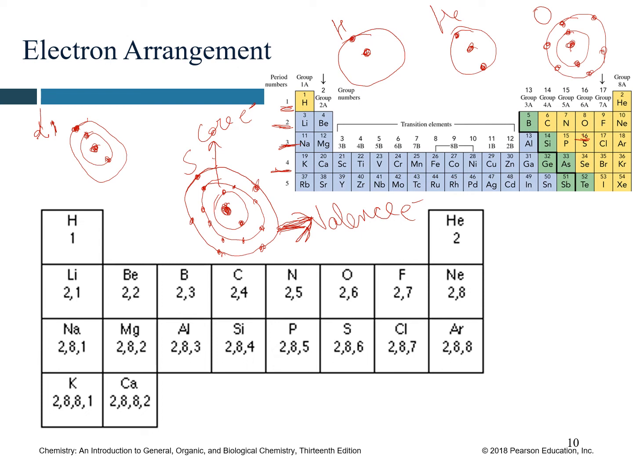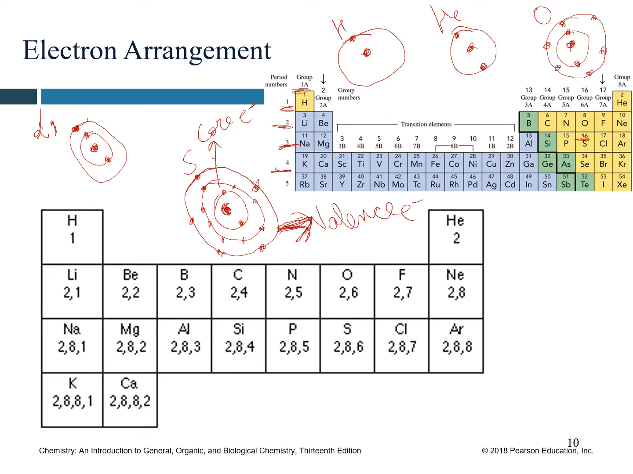What is its group number? How many valence electrons does lithium carry? What group does it belong to? So the group number essentially tells you how many valence electrons an atom has.